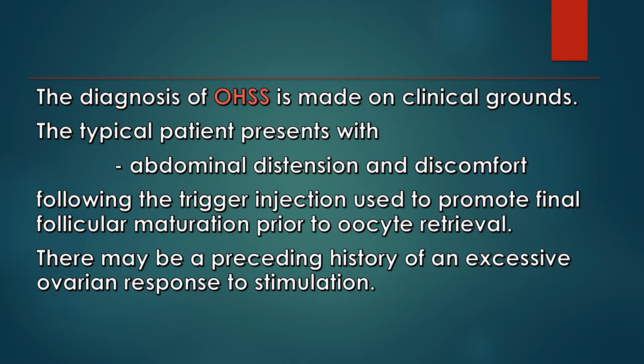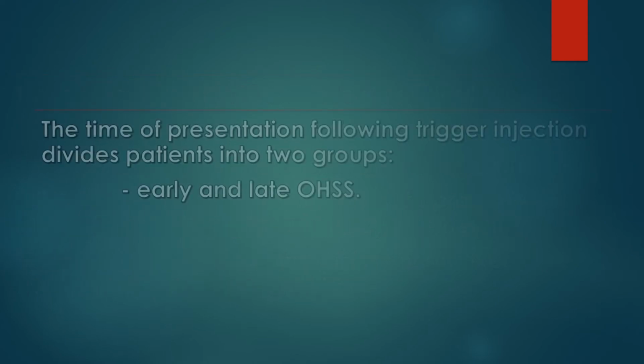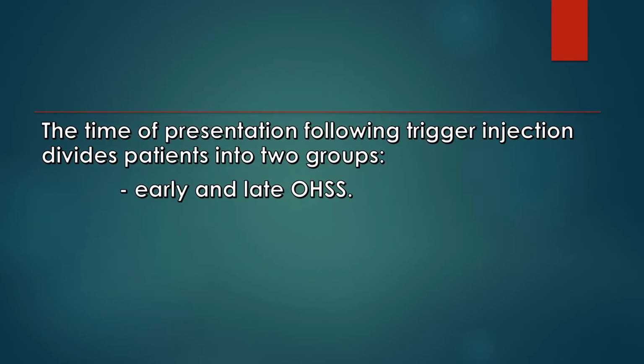The typical patient presents with abdominal distension and discomfort following the trigger injection, used to promote final follicular maturation prior to oocyte retrieval. There may be a preceding history of an excessive ovarian response to stimulation. The time of presentation following trigger injection divides patients into two groups: early and late ovarian hyperstimulation syndrome.